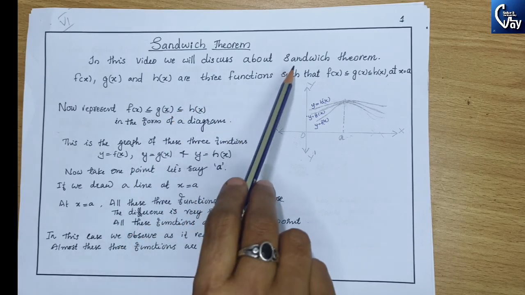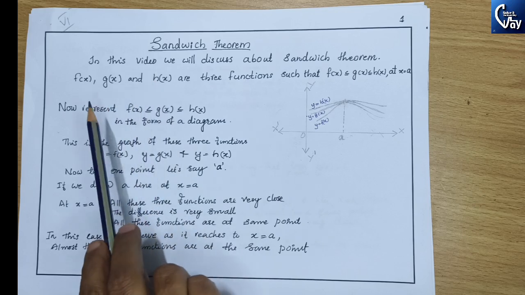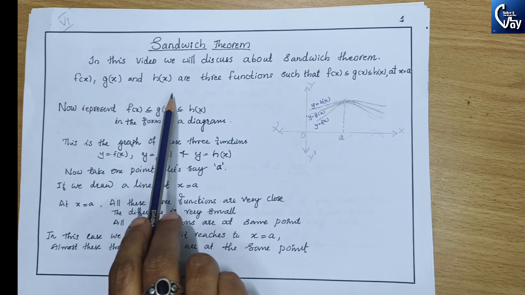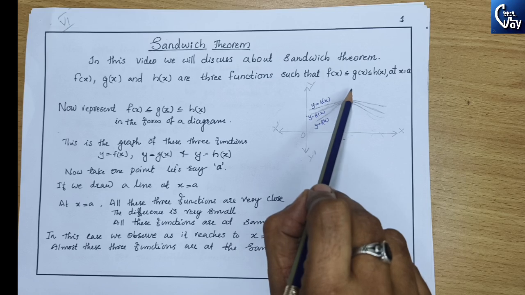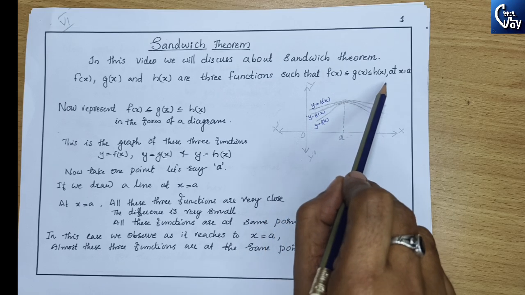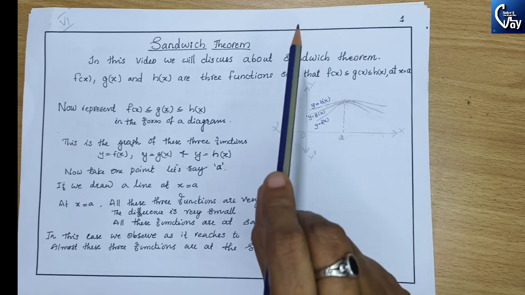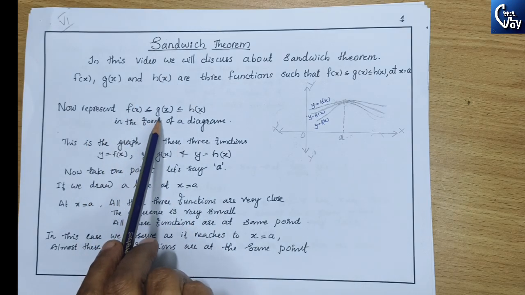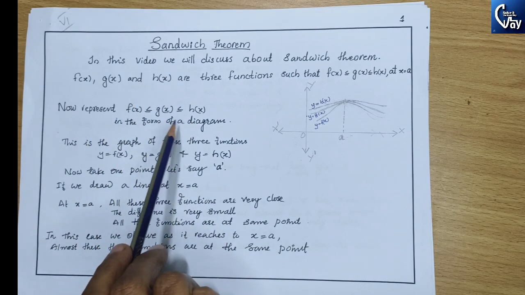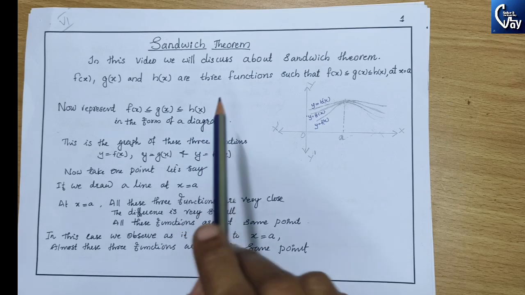Today we will discuss the sandwich theorem. f(x), g(x) and h(x) are three functions such that f(x) ≤ g(x) ≤ h(x) at x = a. Now represent f(x) ≤ g(x) ≤ h(x) in the form of a diagram.